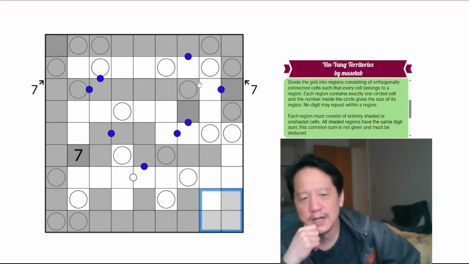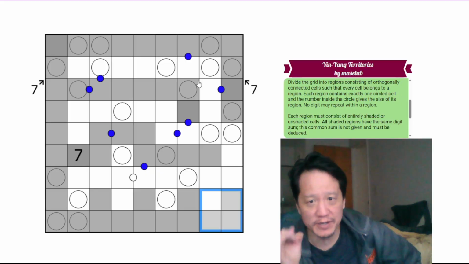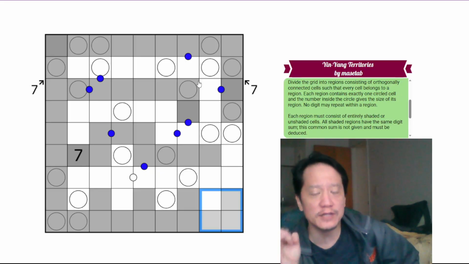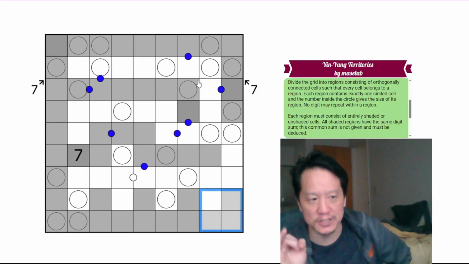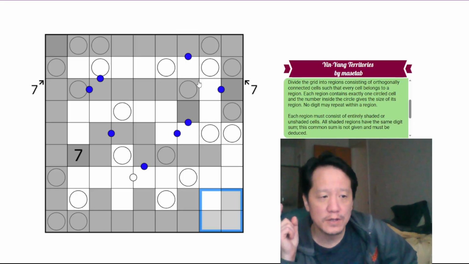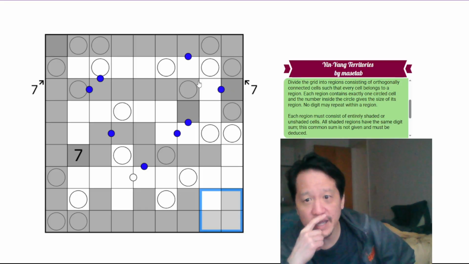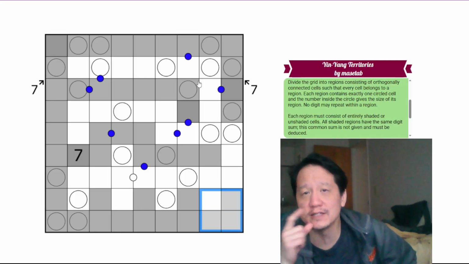So, again, I would like to see this clarified better. Either all shaded regions have digits that sum up to the same sum, or in all shaded regions, they sum up to a digit. And I think it's the former.